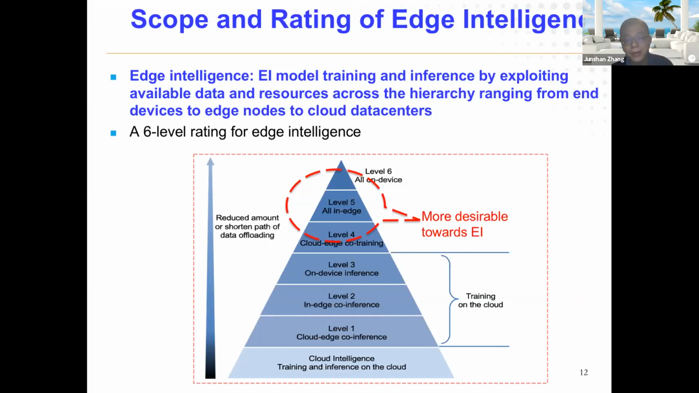And then from level 4 to level 6, the model training is carried out at the edge. Level 4 is cloud-edge co-training. Level 5 is all in edge. Level 6 is the ultimate limit. We want to push the limit. Ultimately, we want to push the model training on device. This is very, very challenging. It's very forward-looking, very much like autonomous driving. It's going to take many years to come. One significant benefit is that as we move up across the levels, the amount of data offloading from the edge to cloud becomes much, much less.